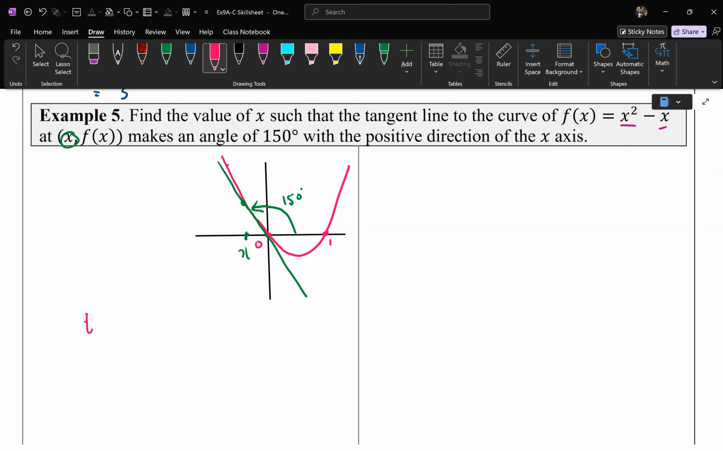So we know that tan of theta is equal to the gradient, and the gradient is equal to the derivative at that point. So tan of 150 degrees should give you the gradient, and the derivative of x squared minus x is 2x minus 1.